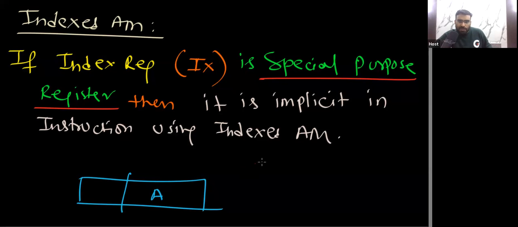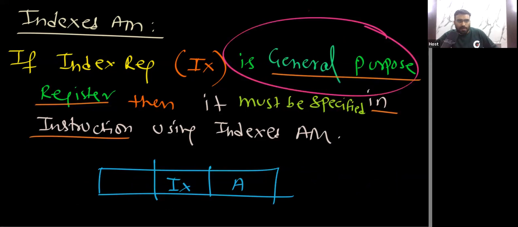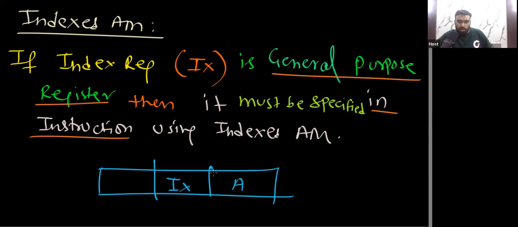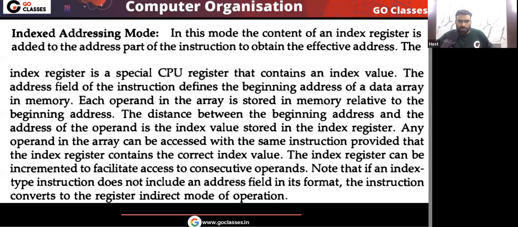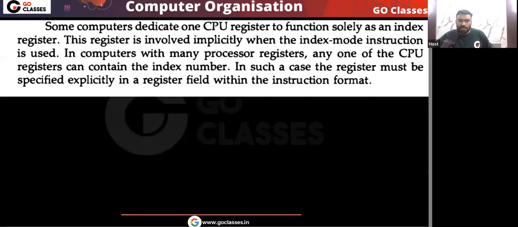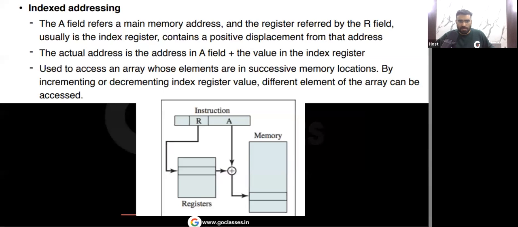But what will be the effective address? The effective address will be the same, but you don't have to specify this. Similarly, if you are using a general purpose register to hold the index value, then you must specify that register. The effective address will not change. Okay, let's move on. We have seen this indexed addressing mode. I hope you understood this. Please tell me, is this clear?